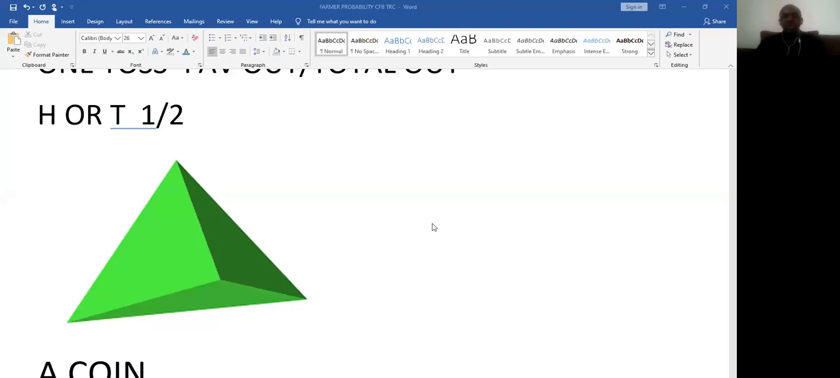So this is a tetrahedron. You can see it's like a triangular based pyramid. You can have 1 triangle, 2 triangle, 3 triangle, and on the other side is a 4 triangle. So it has faces marked 1 to 4. That's what a tetrahedron is.